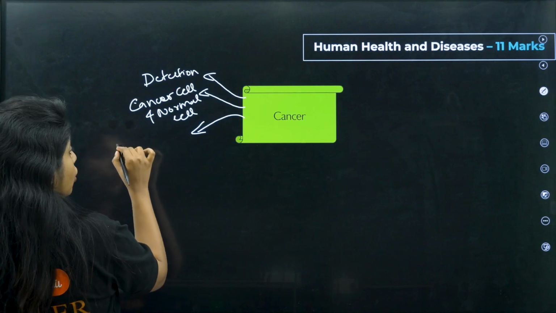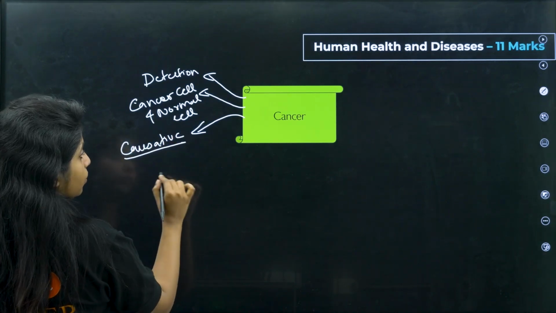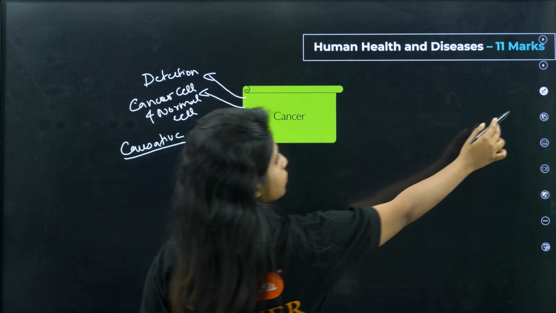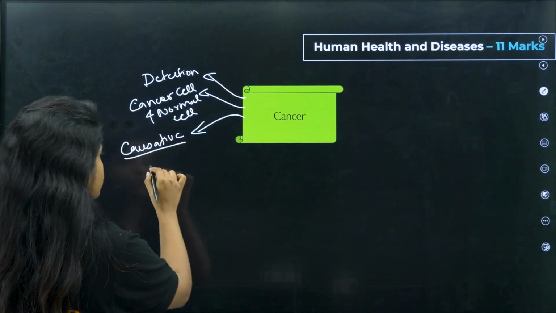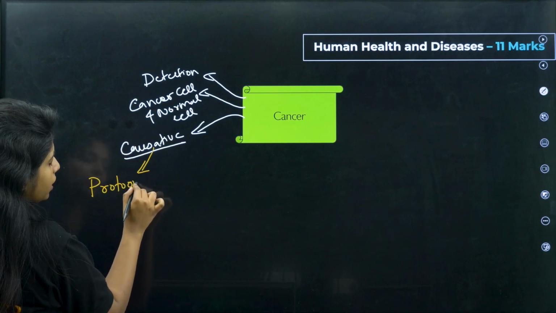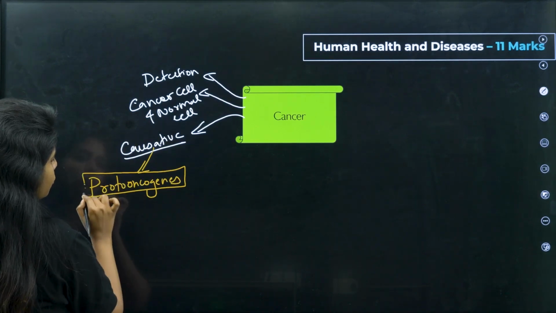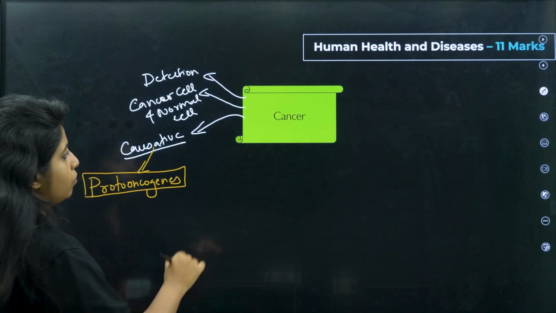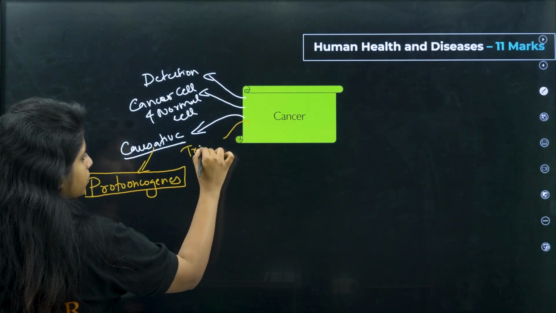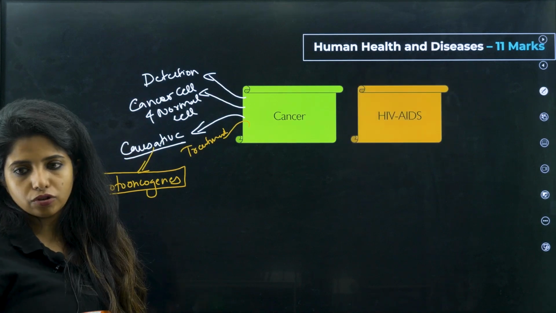Cancer cell, how it is caused. Causative things. In causative things, the most important one comes to be proto-oncogenes. So they always ask what are those genes which are already there in human beings but which cause cancer later on. This is proto-oncogenes. And the treatment methods. That is about cancer. Cancer, everything you have to study.